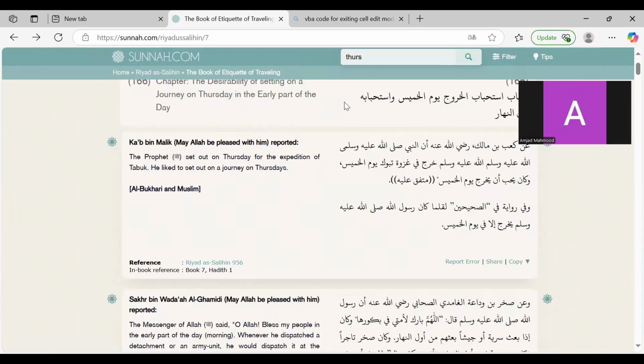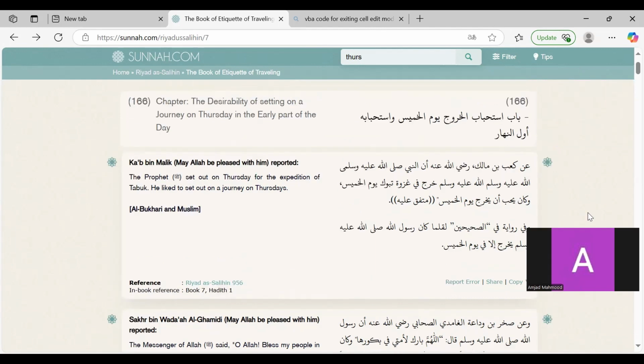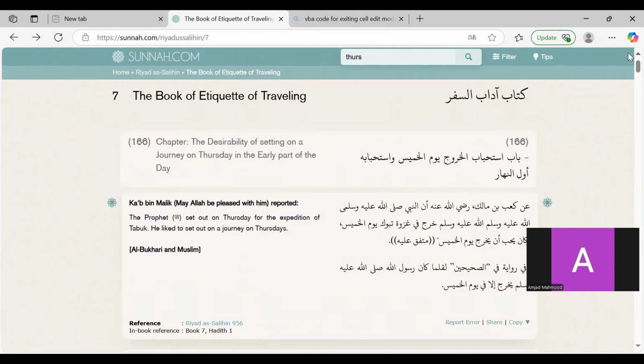This chapter talks about something very special about Thursday. I read it for you. The Prophet Muhammad SAW set out on Thursday for the expedition of Tabuk. He liked to set out on a journey on Thursdays. So this again gives us the clue that we should do all our important things, if we have the option, on Thursday, right?